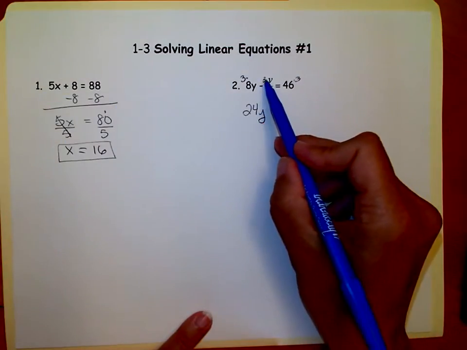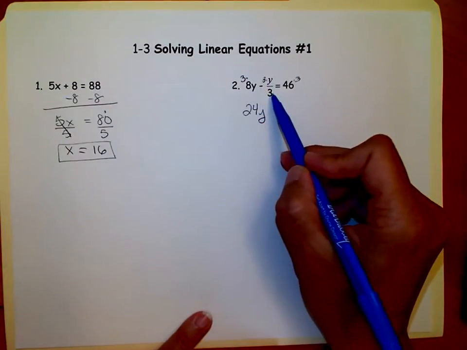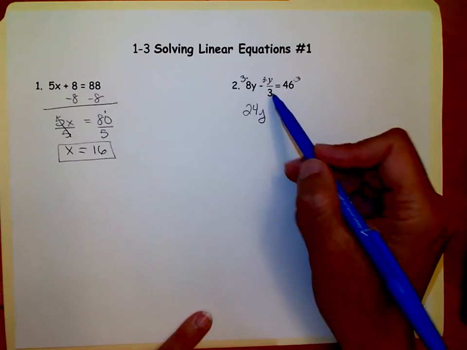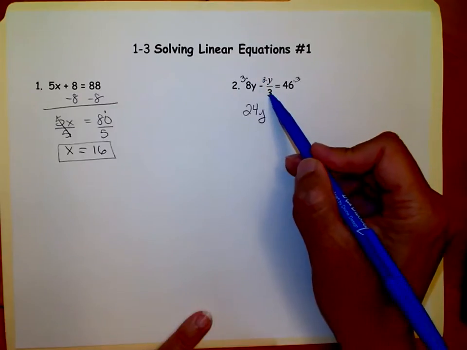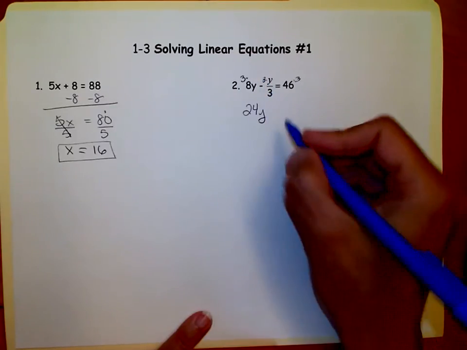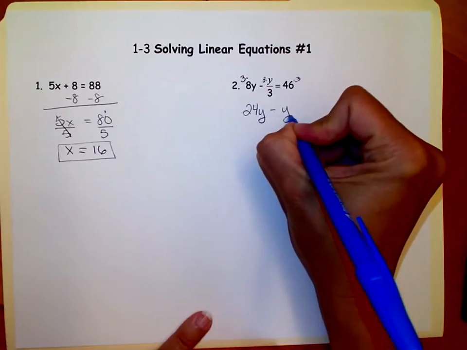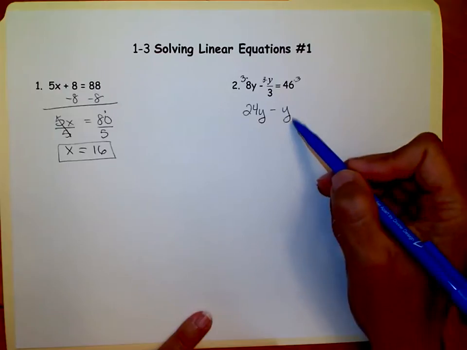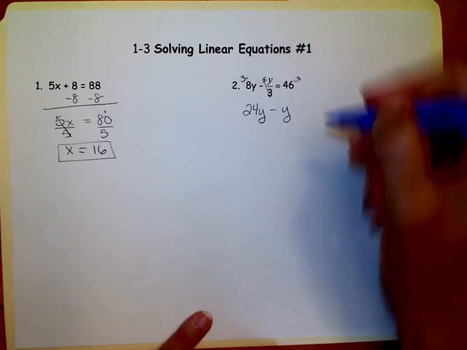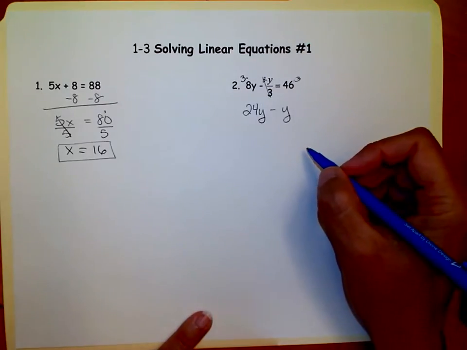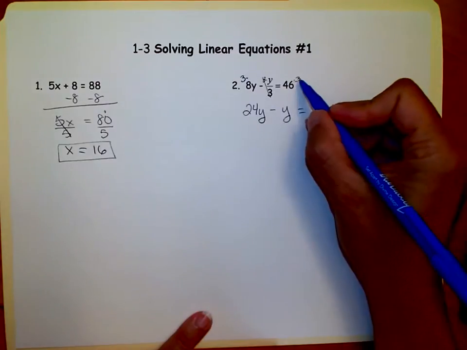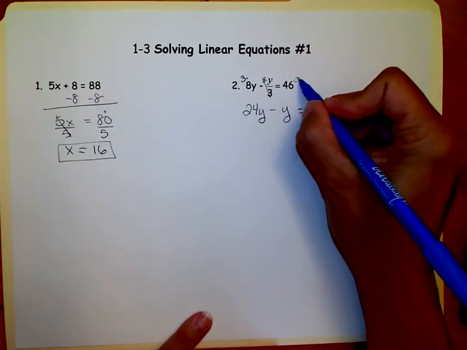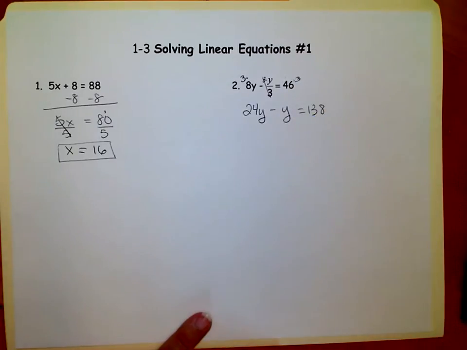Now what some people do is they'll multiply and then divide later. Remember, multiplication and division have the same priority in order of operations, so I like to divide first. What's 3 divided by 3? 1. And 1 times y is just y. Notice there's not a fraction anymore. That's the whole reason I wanted to multiply by that denominator, to get rid of that fraction. Well, 3 times 46, 6 times 3 is 18, carry the 1, 4 times 3 is 12, so that's 138.